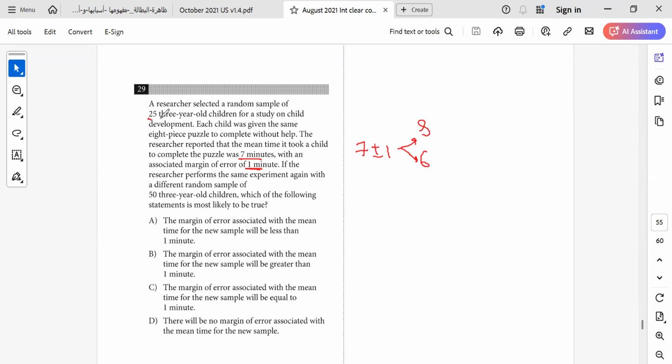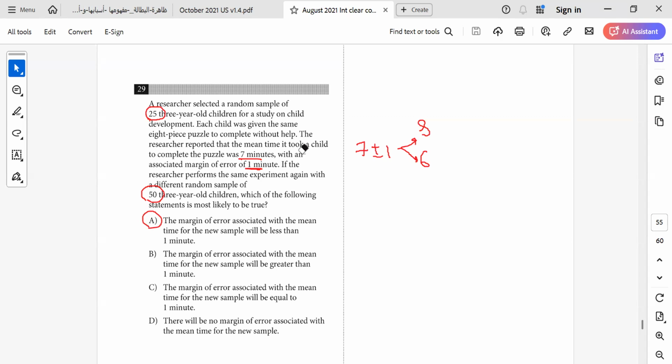Here he chose 25, because there are 50 kids. He increased the number of the sample, so the error will be less. Why is there a margin error? Because I'm selecting a small sample. When you increase the sample, the error will be less.